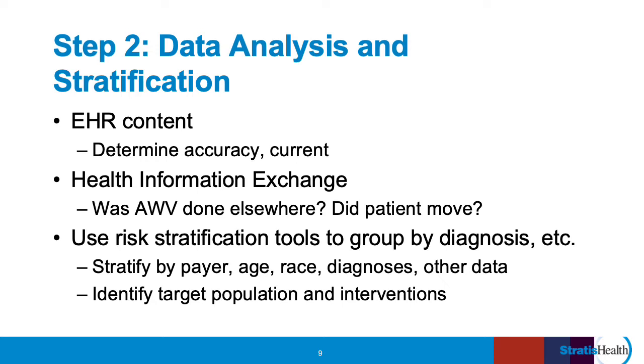The initial list of overdue exams totaled 218 patients overdue for their annual wellness visit. After stratification, identifying the highest priority patients, the list was narrowed to 24 patients. They were now ready to begin utilizing the data by reaching out to high-priority patients.